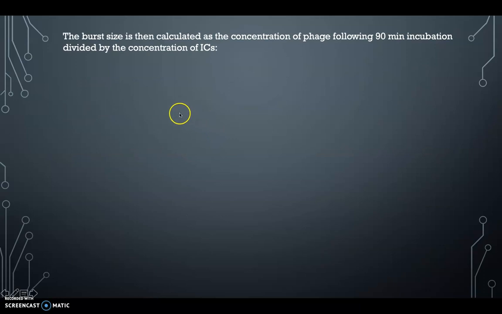Now the burst size is calculated with the help of the concentration of the phage after the 90 minutes of incubation, divided by the initial value. So this is the phage concentration after incubation, 3 × 10^9 plaque forming units per ml, and the initial titer value of infective centers is 2 × 10^7 ICs per ml. So finally the burst size is 150 plaque forming units per IC, infective center. Our answer is 150 PFUs per IC.